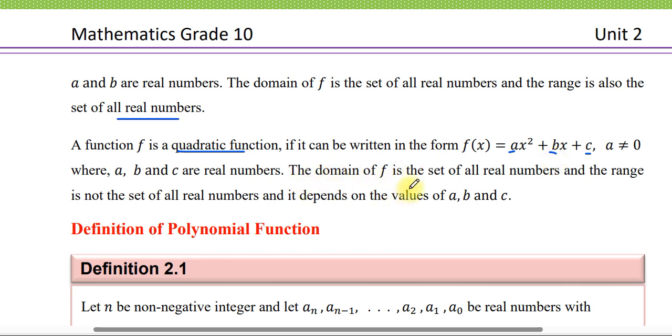The domain of f is the set of all real numbers and the range is not the set of all real numbers and it depends on the value of a, b and c. Look, during quadratic function the domain is the set of all real number, but the range is not the set of real number. It depends on the value of a, b, c, or depends on the variables, I mean the constants or the coefficients.